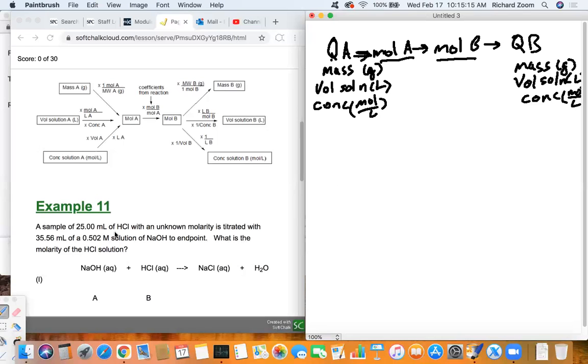So you can see 25.00 mL of HCl. That's in the flask. It's titrated with the volume, because you read the volume off the burette, and you also know what the concentration of the sodium hydroxide is, what you're using to titrate it. And we're looking for the molarity of the HCl solution. So we're starting off with the sodium hydroxide, and again we have to get moles of sodium hydroxide. That's our first thing that we're looking for.